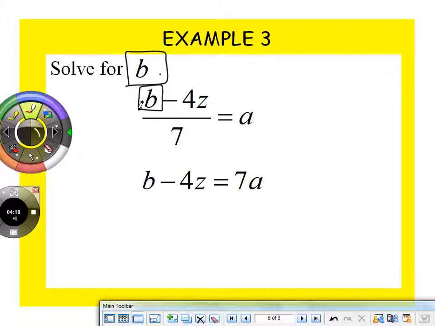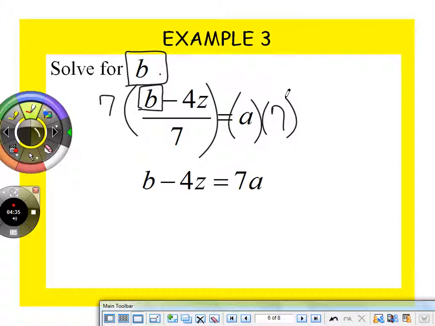We're also going to have to get rid of that 7 on the bottom, and then we'll be able to isolate it. So the first thing to do when it's in this form is you've got to get rid of that 7 on the bottom. So I'm going to multiply by 7. It's being divided by 7 right now, so let's multiply by 7.